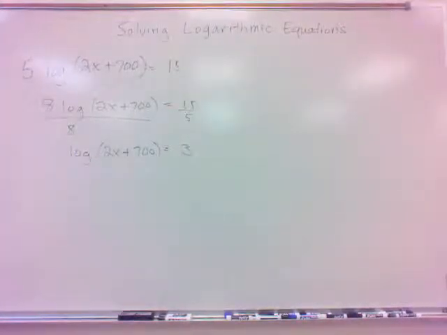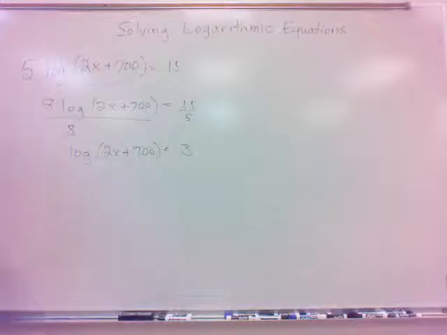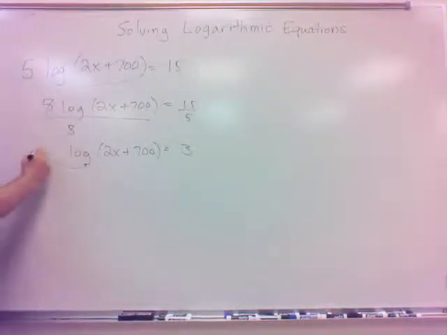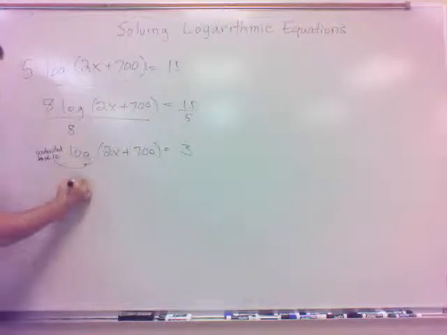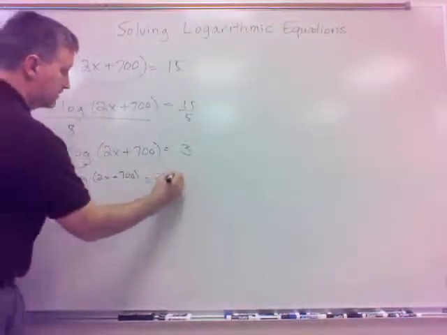Now, second point. I need to exponentiate both sides, but there's not a base showing up there. However, if there's no base on a log, what is it? It's automatically, which, 10? Yeah, that's log base 10. If there's no base on log, now if it's ln, it's different, but if there's no base on log, it's understood to be base 10. Okay, so I'm going to exponentiate to base 10. So I have 10 to the log of 2x plus 700 equals 10 to the third.